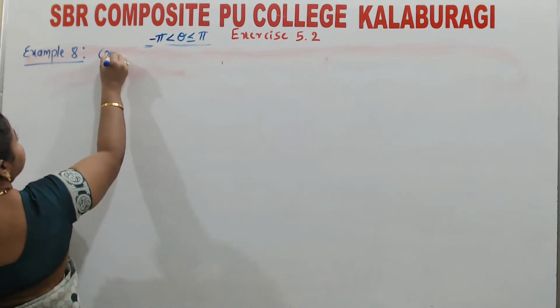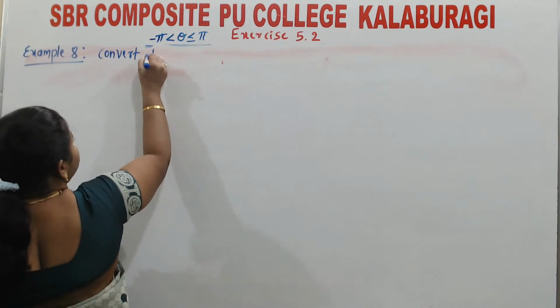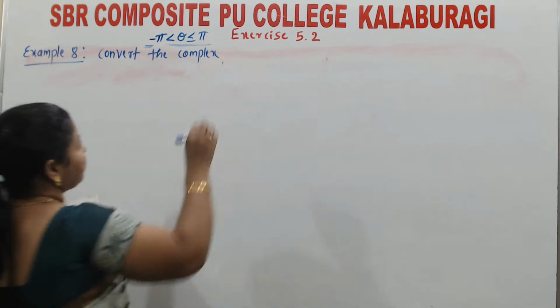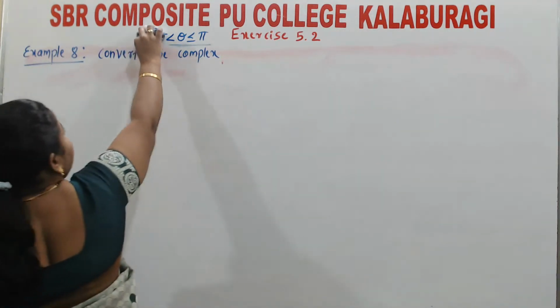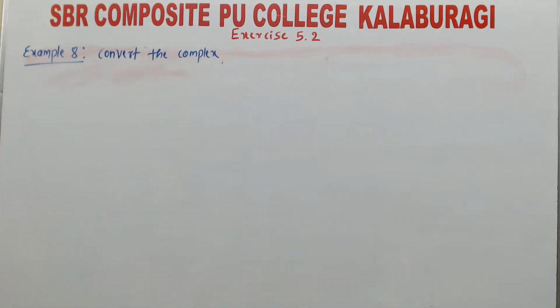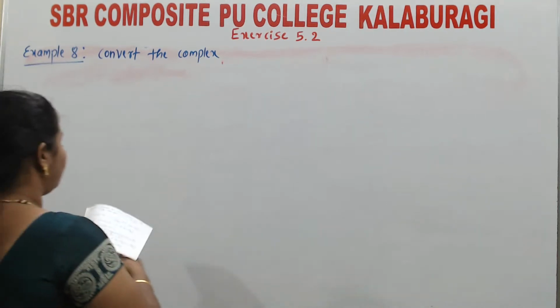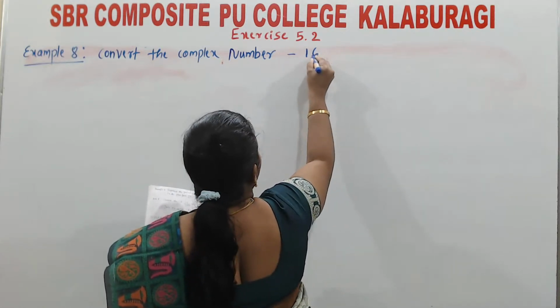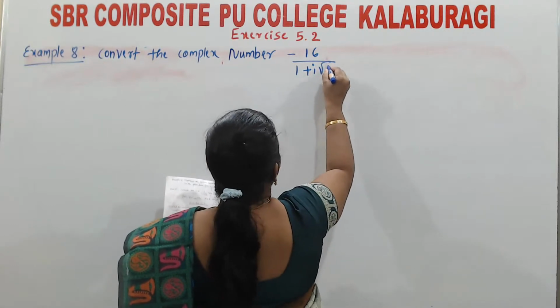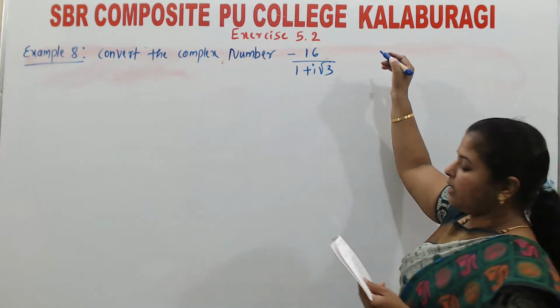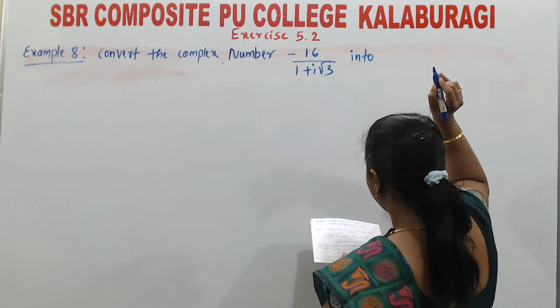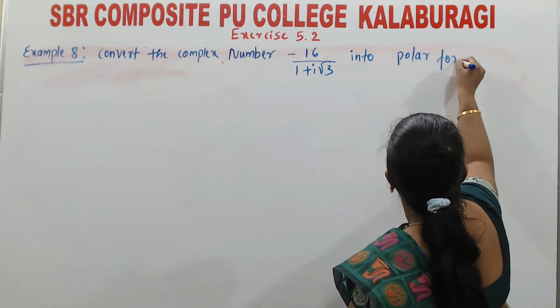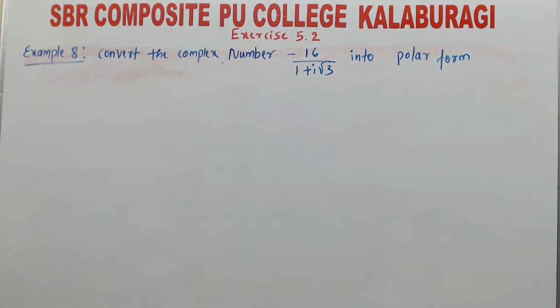Convert the complex number minus 16 divided by 1 plus i root 3 into polar form.